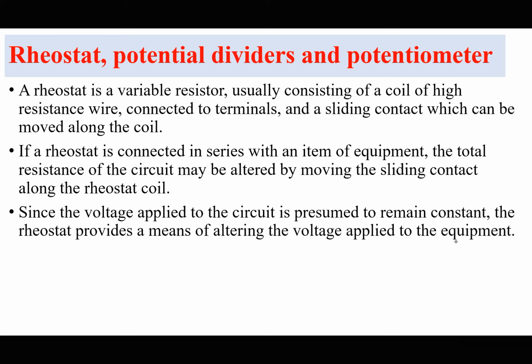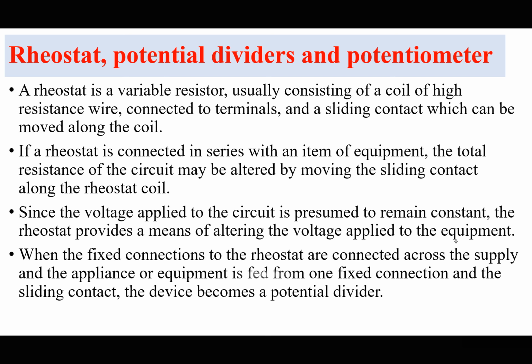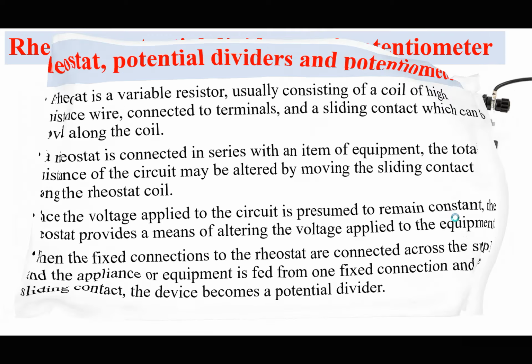Therefore, a rheostat is going to act as a potential divider, or it is going to divide a given potential because total potential is presumed to remain constant. So when the fixed connections to the rheostat are connected across the supply, the appliance or equipment is fed from one fixed connection and a sliding contact. The device becomes a potential divider. So a rheostat is going to act as a potential divider. As the term stands, potential divider, it is going to divide the potential. Let's see what I mean by that statement.